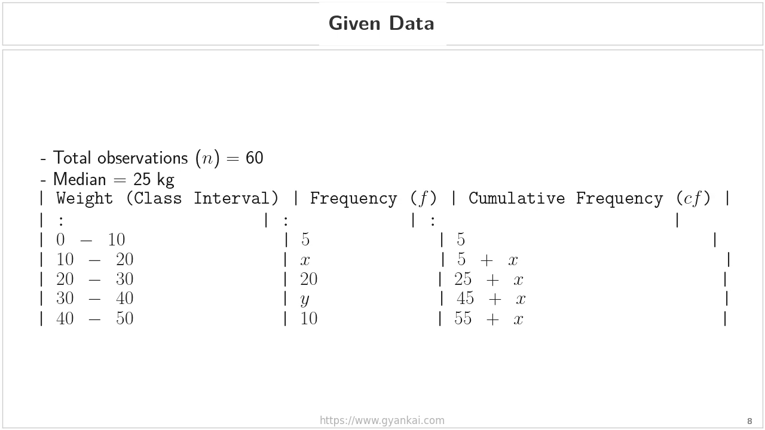I have already constructed the cumulative frequency column for you. For the first class, the cumulative frequency is simply 5. For the second class, we add the frequency x to the previous total, giving us 5 plus x as we move down. The third class becomes 25 plus x, the fourth becomes 45 plus x, and the final class ends at 55 plus x. Now that we understand the general procedure, let's look at the specific data we are working with in this example. Keep this table in mind, as we will use these algebraic expressions to set up our two equations in the very next slide.